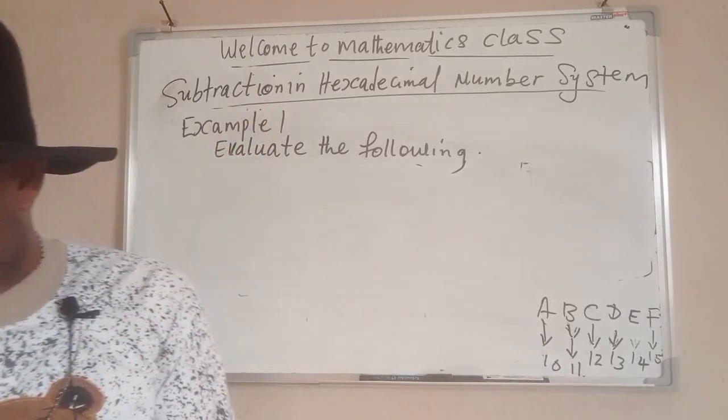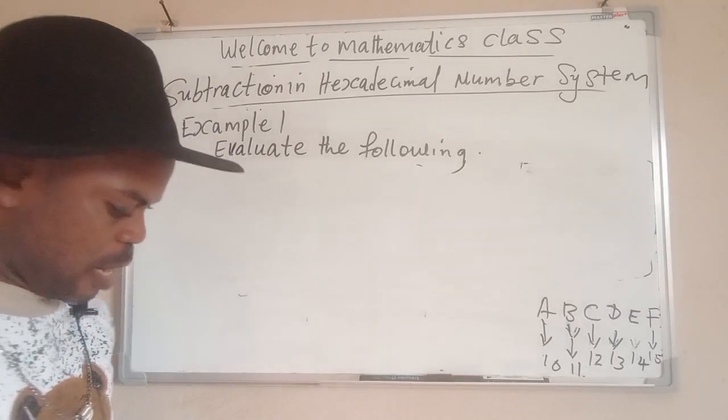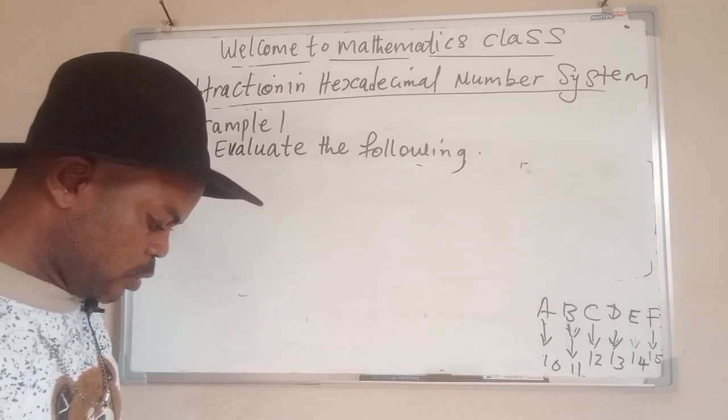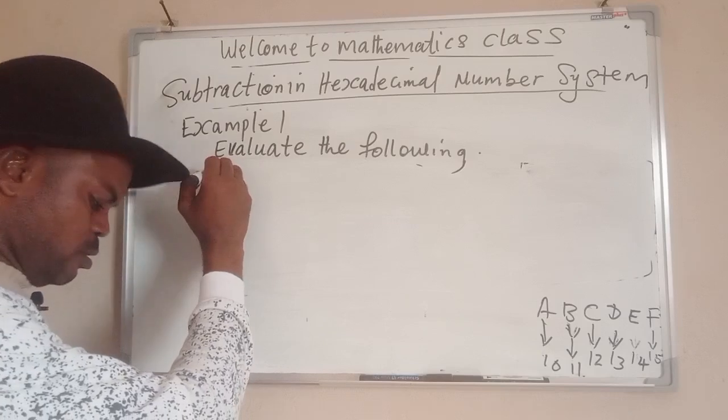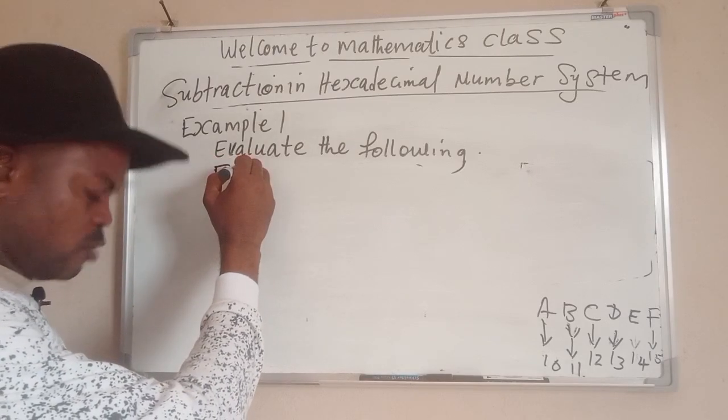We're going to take the last question, then come to the end of the class. The last question says, evaluate the following. We're given F. We are given 9.